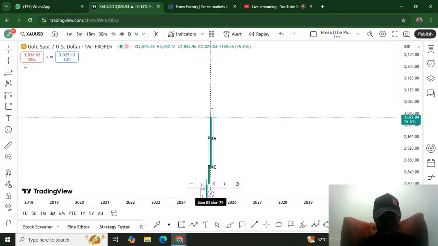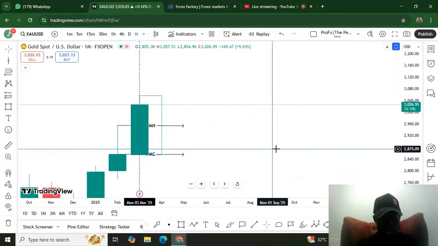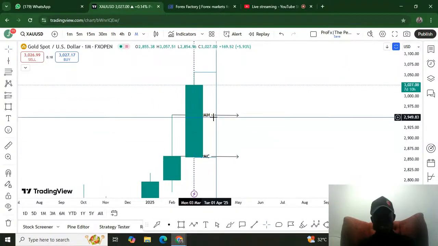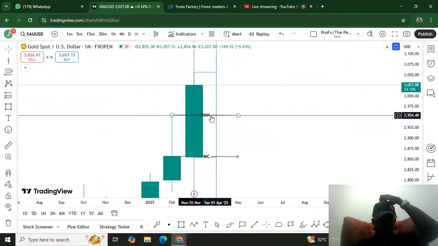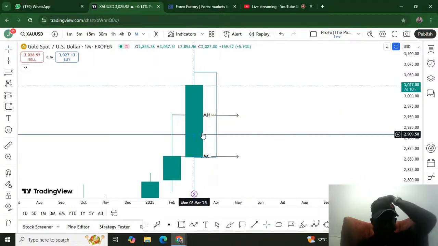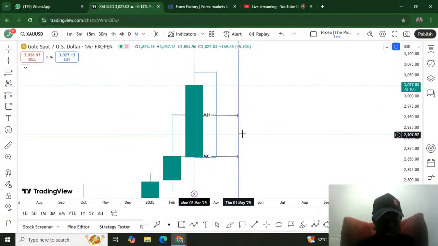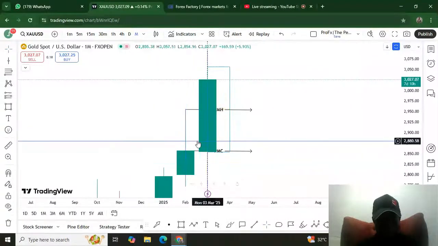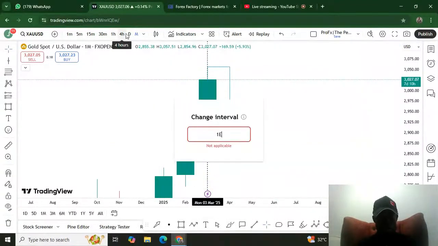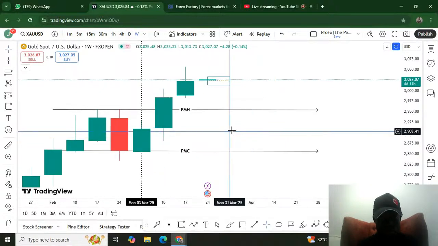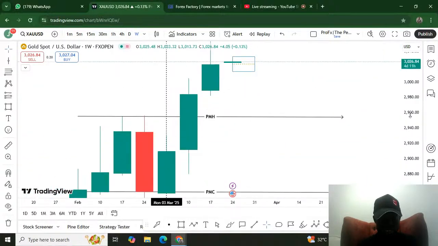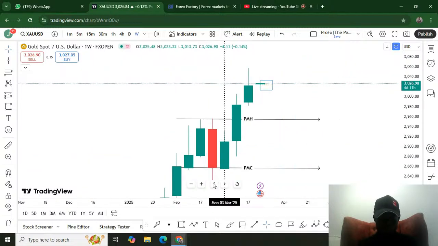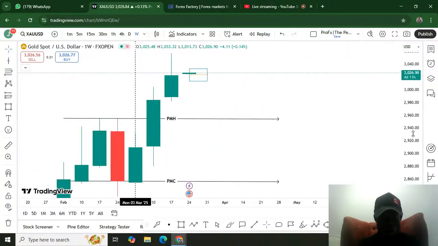So let's mark weekly. We have done monthly. Let's mark weekly. So we can see the previous month's high and low. High and close represent the previous week's high and low. Okay, sorry, one week. So this is our weekly time frame. Okay, now watch.